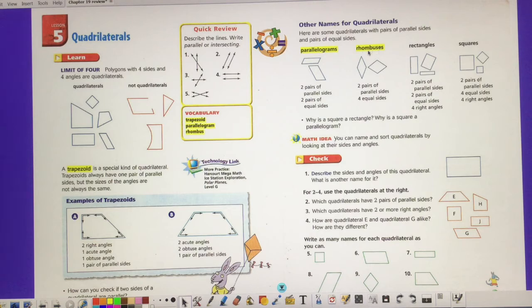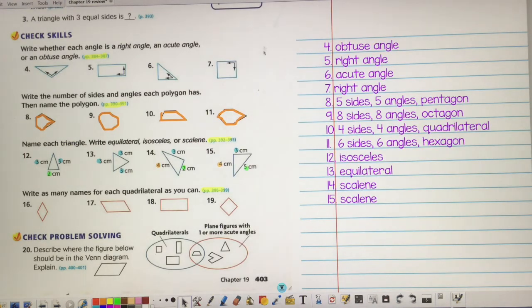You have a rhombus with 2 pairs of parallel sides, but there are 4 equal sides. And then you have rectangles, which have 2 pairs of parallel sides, 2 pairs of equal sides, and 4 right angles. And then you have a square, which is 2 pairs of parallel sides, 4 equal sides, and 4 right angles. So let's go ahead and take a look back at number 16.